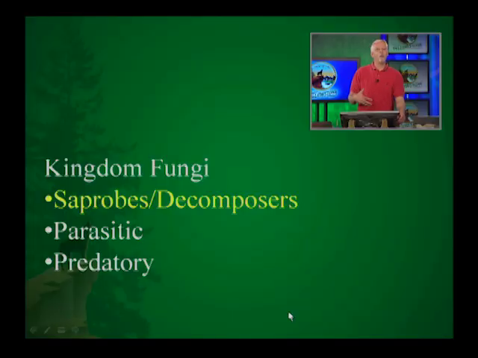Now, as I mentioned, fungi tend to be saprobes or decomposers. Saprobe would be feeding on dead or decaying materials, mostly vegetation, but it could be animal tissue as well. Some forms are parasitic. And then also, there are a few that are predatory, although we don't see any of the predatory forms in the Yellowstone ecosystem.